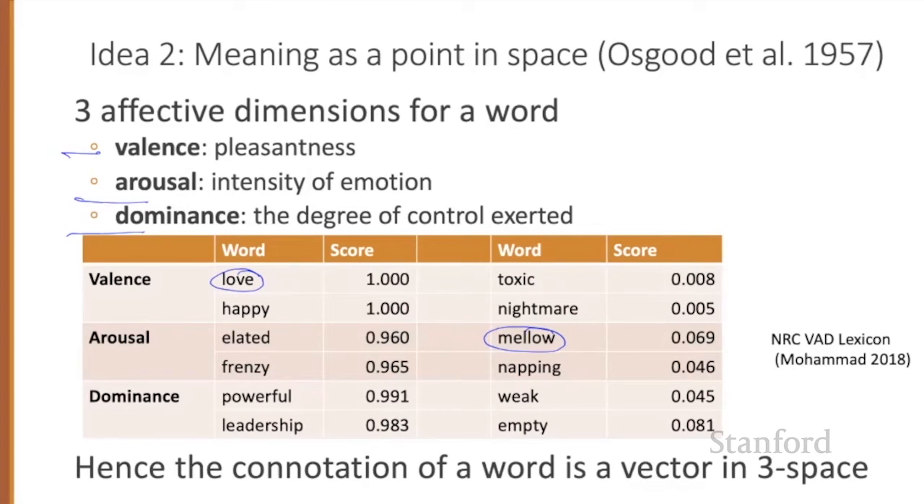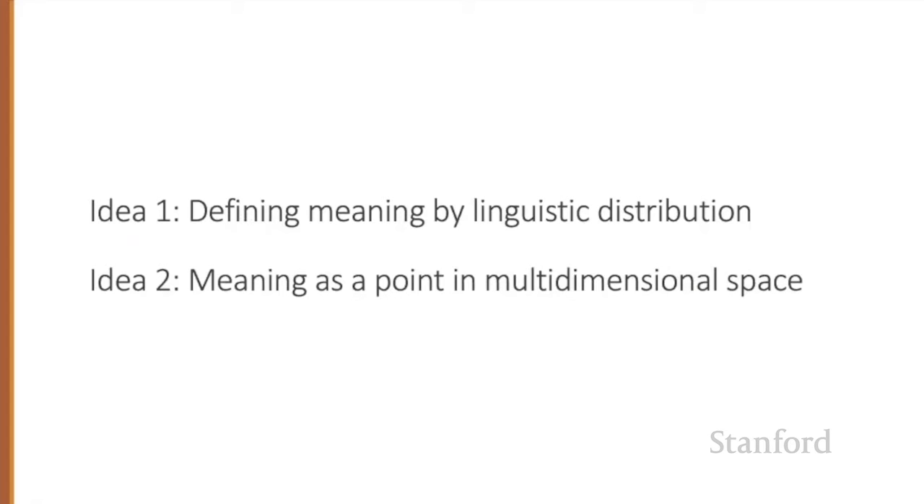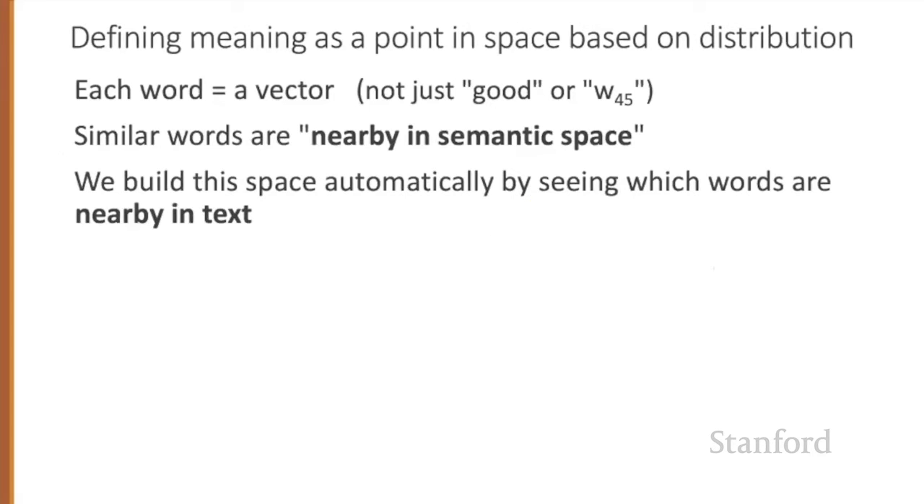And if we can represent connotation as a point in space, perhaps we can represent more about meaning as a point in space. So we're going to combine these two ideas, defining meaning by linguistic distribution and representing meaning as a point in multidimensional space. In vector semantics, we define meaning as a point in space based on distribution. So each word is a vector rather than a string of letters like GOOD or an index like W sub 45. And similar words are nearby in semantic space, and crucially, as we'll see, we build the space automatically by seeing which words are nearby in text.